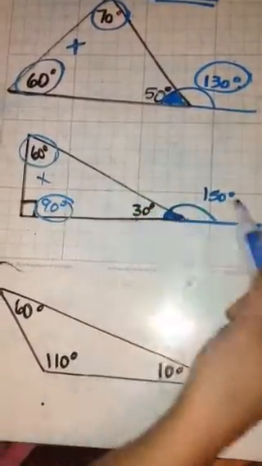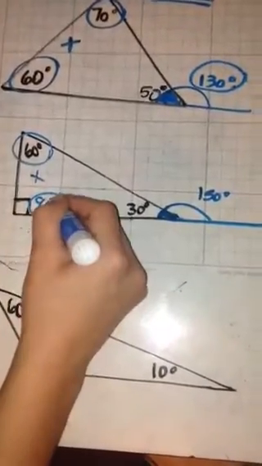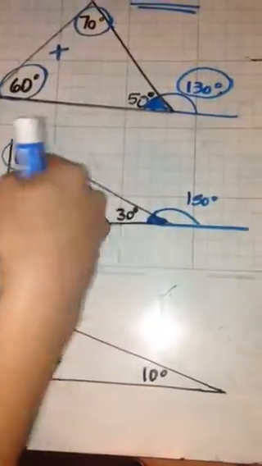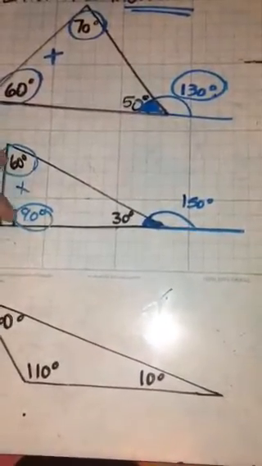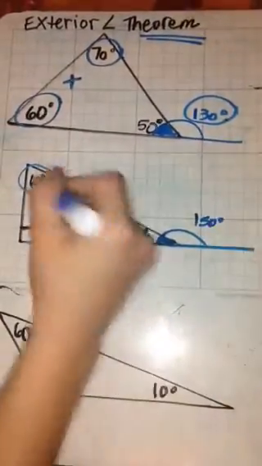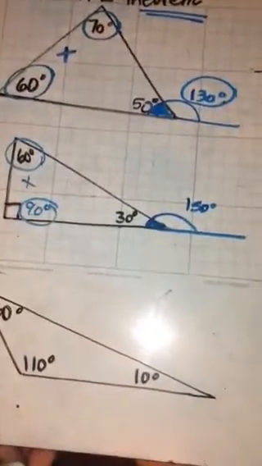So this relationship always exists, not because we invented it, because we discovered this pattern. The two angles that are inside the triangle and that are farthest away from the exterior angle are going to add up to equal the exterior angle. So this relationship always exists.